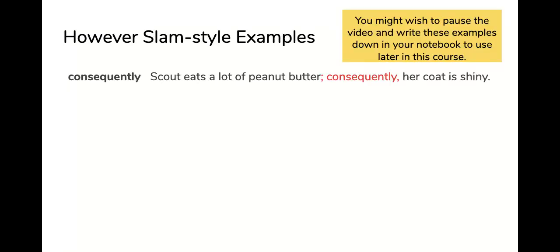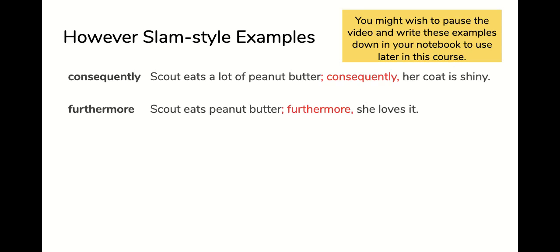You might want to pause this video now and write down these examples in your notebook to use later in the course or just to use in your writing, because I will tell you what, if you use these appropriately in any of your writing in school, your teachers will be incredibly impressed, especially in middle school. So the first one we have is consequently. Scout eats a lot of peanut butter. Consequently, her coat is shiny.